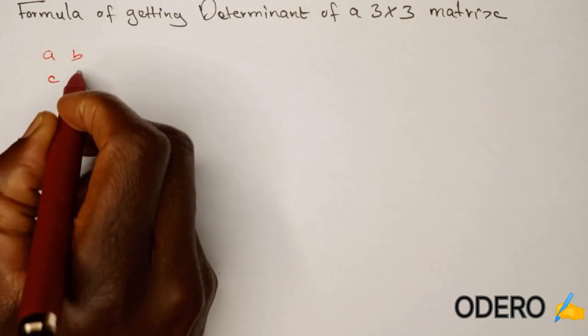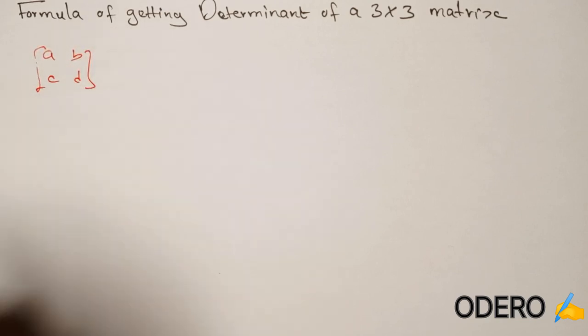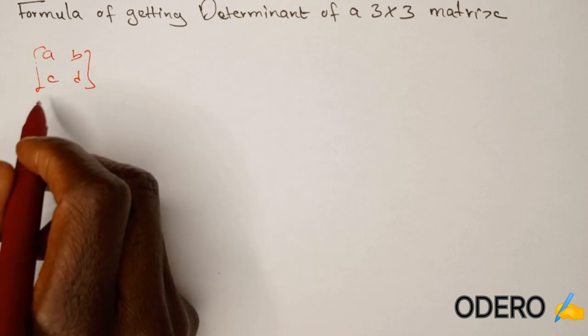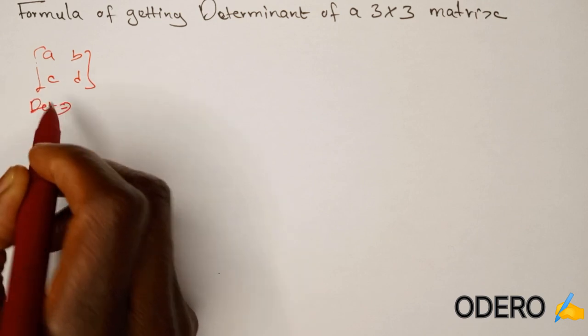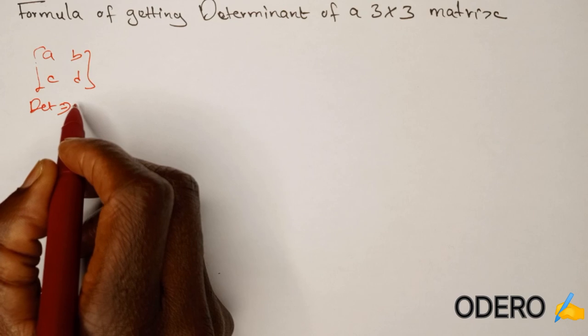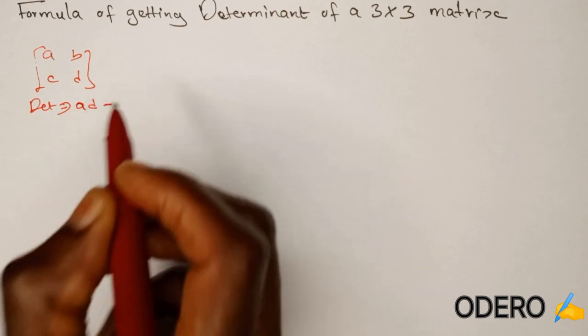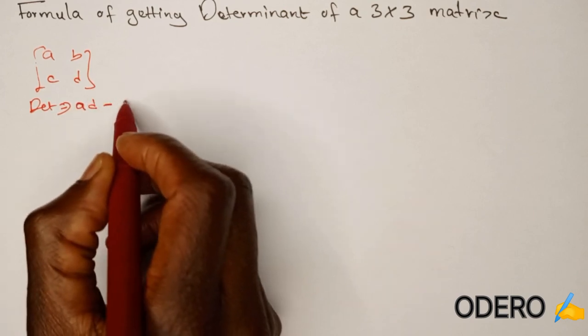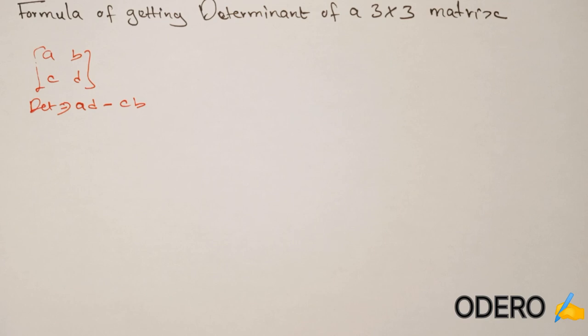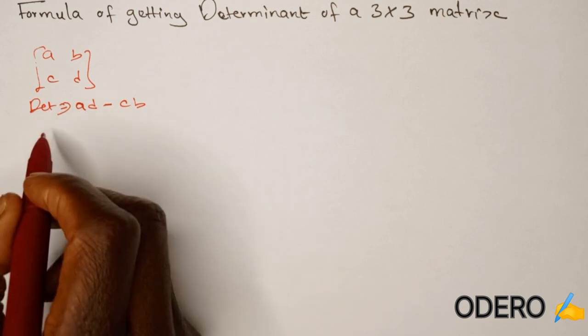A, B, C, D and I'm told to find the determinant of this matrix, I take the product of the major diagonal, that is AD, minus the product of the minor diagonal, that is CB. That is how you find the determinant of a 2 by 2 matrix. Now for a 3 by 3 matrix, the formula is a bit different. So let us consider this matrix.